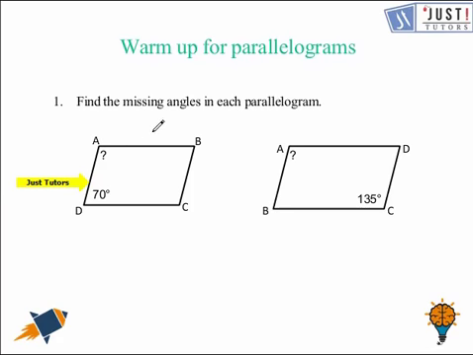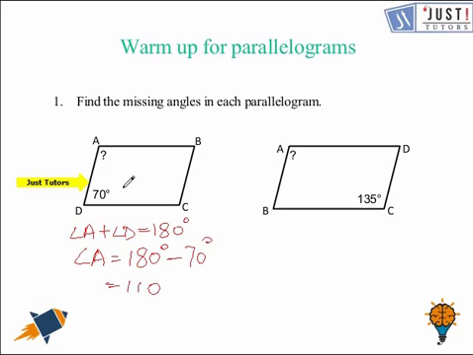As we know that adjacent angles in a parallelogram are supplementary, that means angle A plus angle D equals 180 degrees. So angle A is equal to 180 degrees minus 70 degrees, which is equal to 110 degrees. So we have found angle A here in the first parallelogram. Let's come to this one. Here, as we know that in a parallelogram, opposite angles are equal, so angle A is directly equal to 135 degrees.